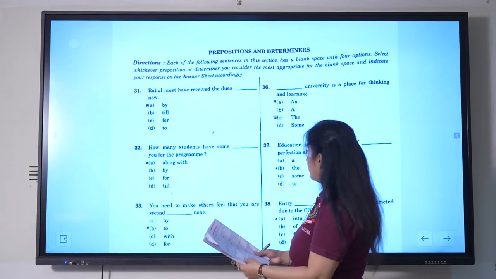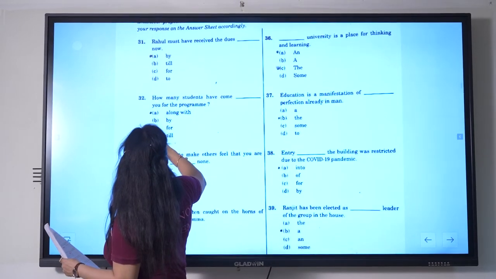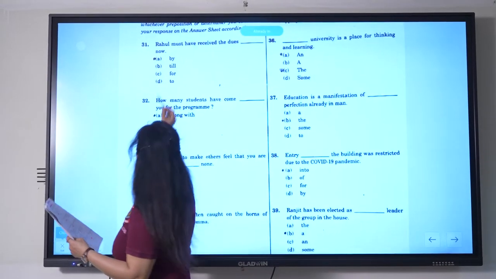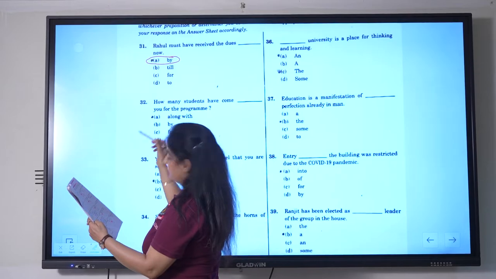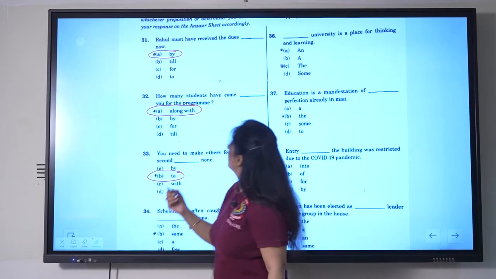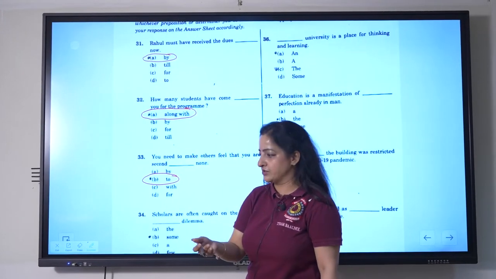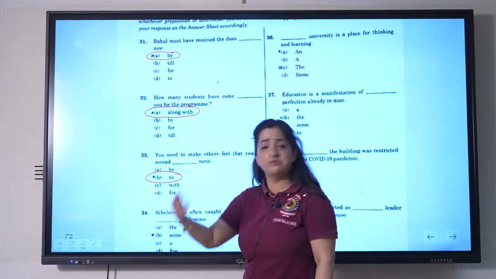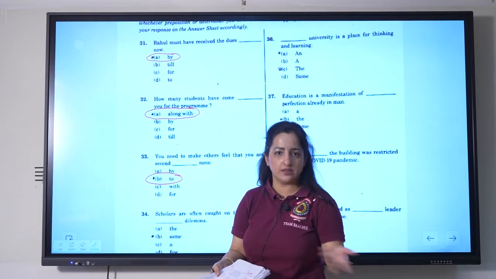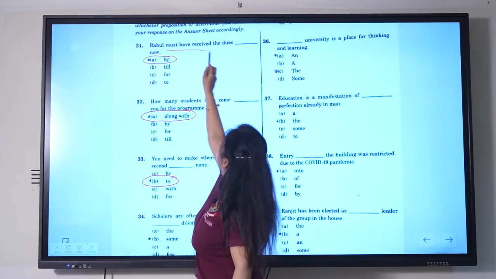All right. Question 31. The answer to question 31 is, that's better. We can take three this way. 31 Alpha Bravo. 32 Alpha along with. 33 Bravo 2. Rahul must have received the dues by now. We use by for prediction. So therefore it is the answer: by now, by then, by evening, by tomorrow, and I will have completed my course by next year. So we use this by in future perfect tense. Again, if you notice, future perfect.